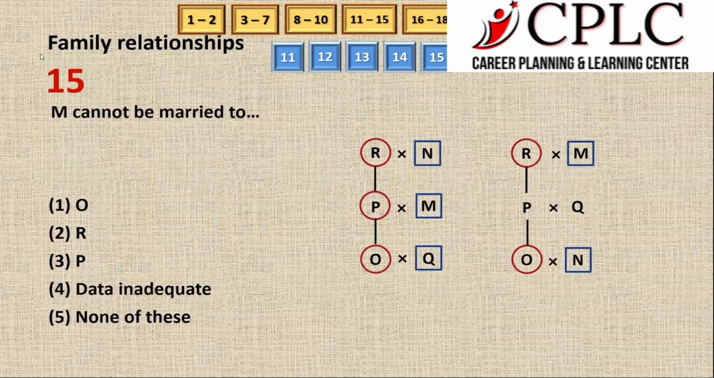M cannot be married to. In both the possibilities, we can see that M is married to P and R, so M cannot be married to O.